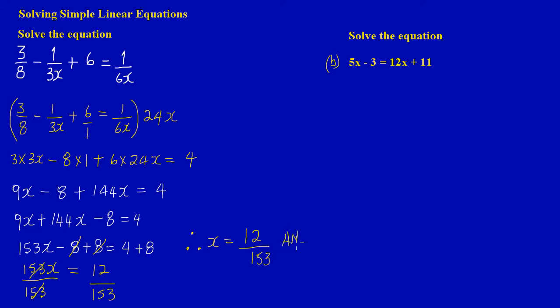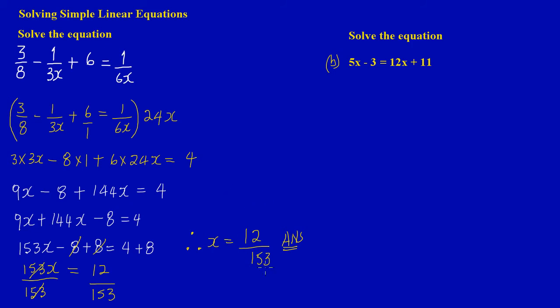However, if you would like, this can be simplified. Just by using the divisibility rule of 3, if you add 1 plus 2 in the numerator, the 12, you'll get a 3. So obviously 12 is divisible by 3. And if you do the same thing, 1 plus 5 is 6 in the denominator, 6 plus 3 is 9. 9 is divisible by 3.